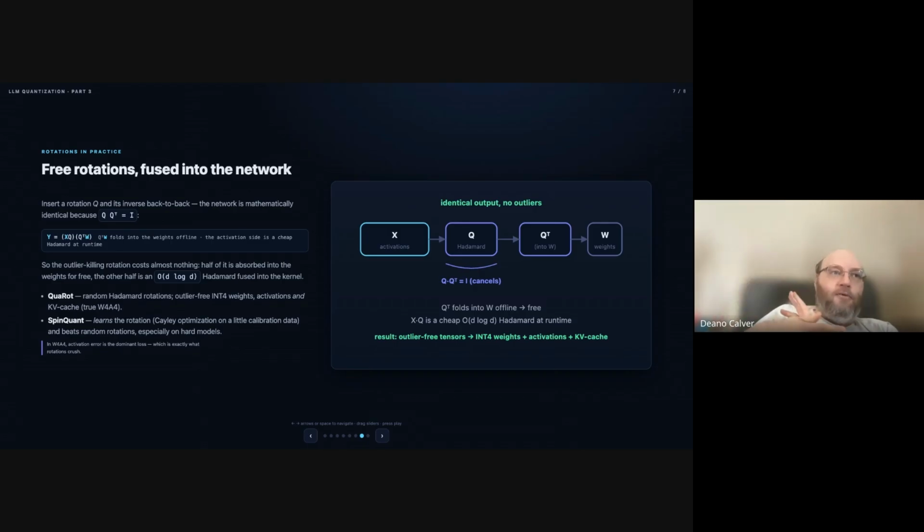Which leaves the only real free parameter, which is what to rotate by. And this leads to one of my favorite little things, QuaRot, which basically says it's random. One of the properties of big multi-dimensional hypersystems is that any rotation is actually pretty similar to any other rotation around a particular dimension, right?